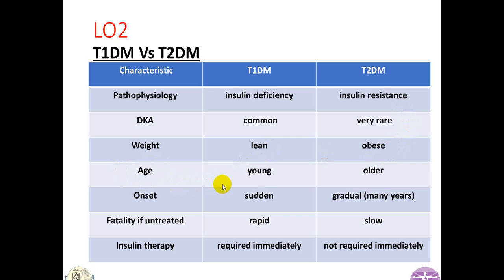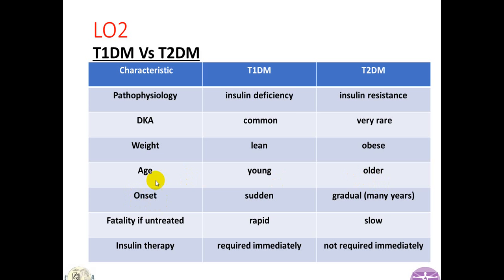What about the age? Usually people with type 1 diabetes are young, below the age of 40 or 30 years, while people with type 2 diabetes, they are older. They are above the age of 40 years.